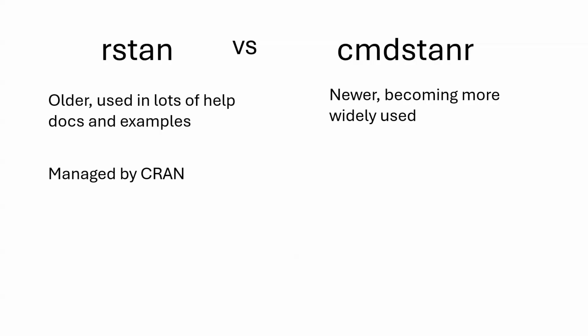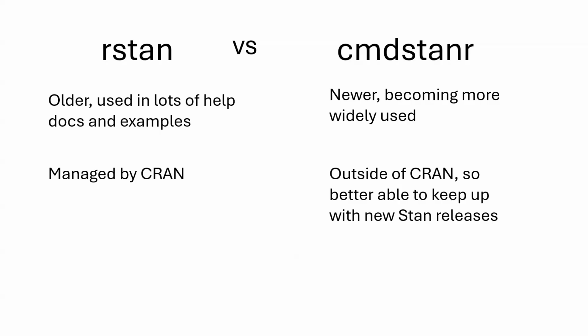Whereas CmdstanR is a newer system that's becoming more widely used. So we're seeing more and more examples. For your purposes, actually using them isn't that different. It's just a matter of installing them. It's developed outside of CRAN, so it's actually distributed through GitHub. So it's a little bit more difficult to install, but because it's less strictly regulated, it's better able to keep up with the speed of new Stan releases. Whereas with the Rstan package, it's got to go through a few more steps to be able to keep up.